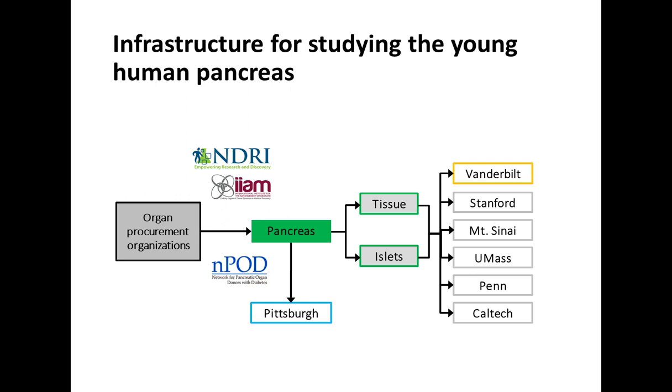There, she's able to isolate those islets, or small clusters of functional cells, and also take serial sections of the tissue. In that way, we can study both the function of islets as well as the overall tissue morphology from the same organ. And at that point, tissue and islets get shipped to Vanderbilt as well as our collaborators around the country.